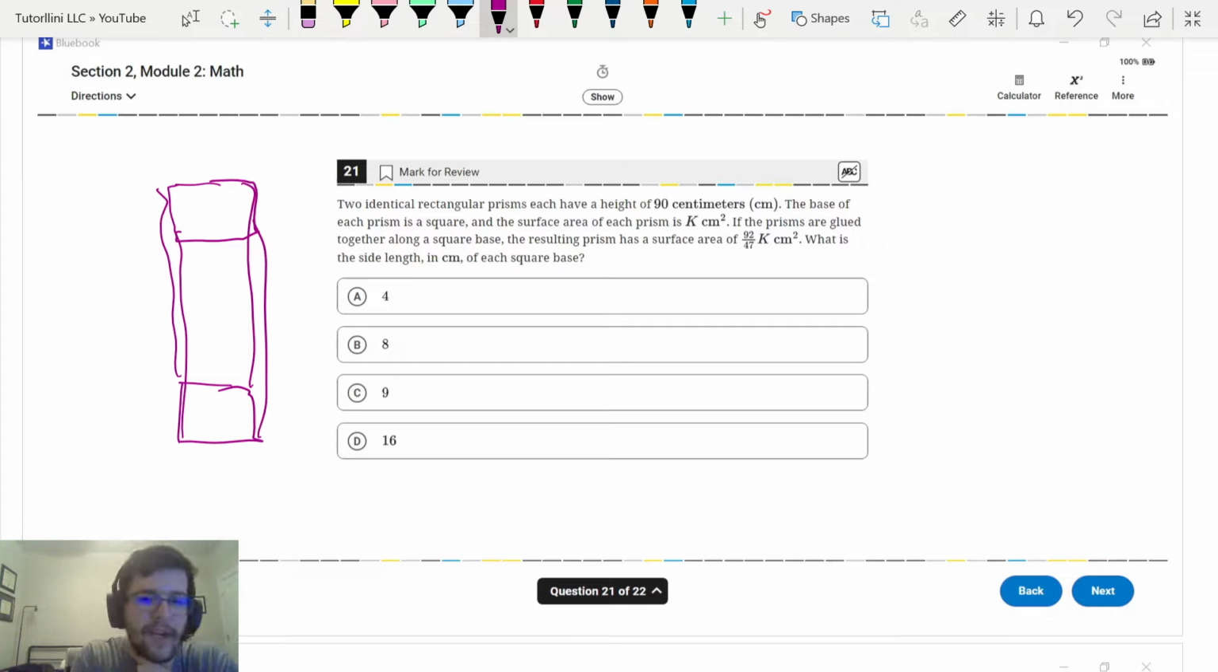So the square is S and S are the sides, and then the up and down is the height, which is H. Okay.